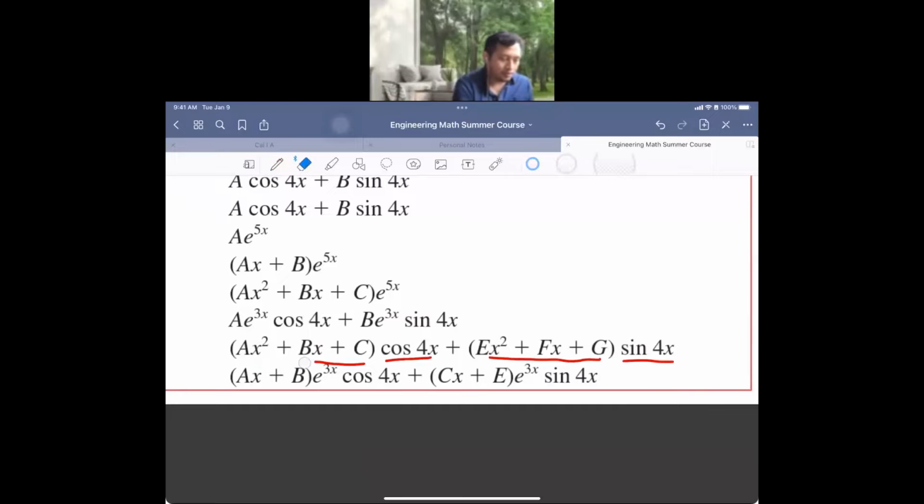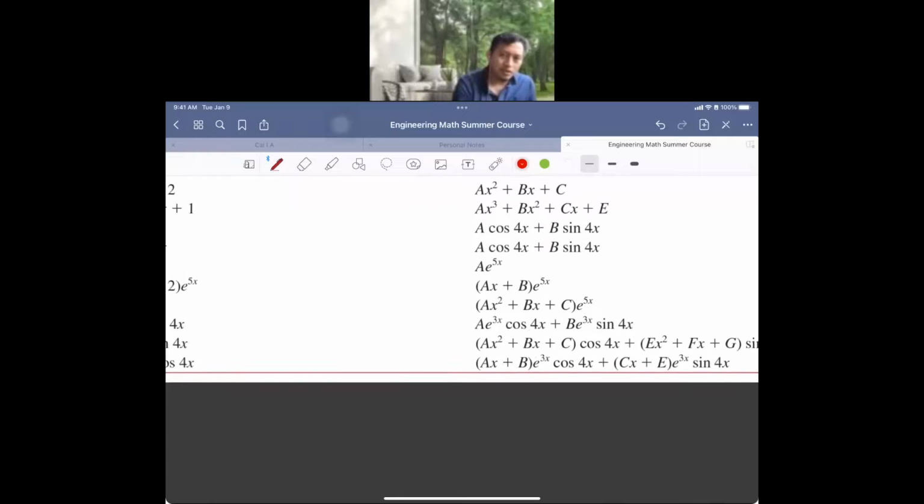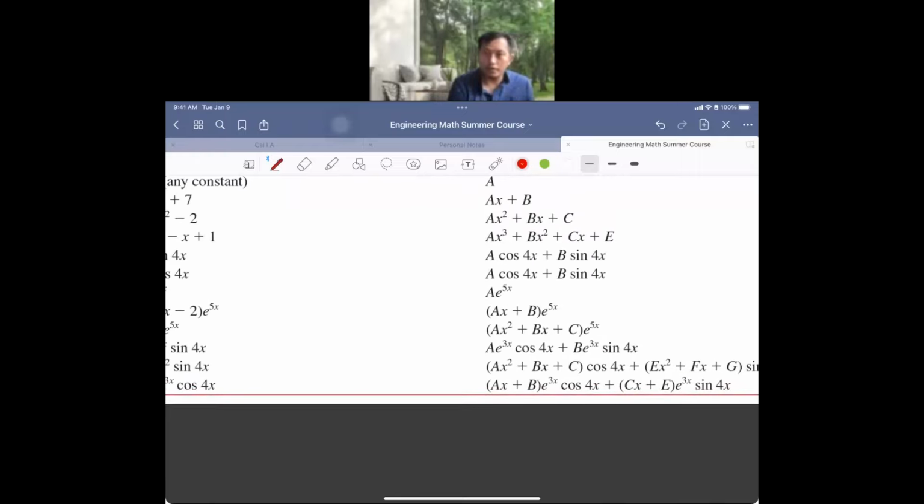This is important to notice. You need to be aware of all of these combinations. It's not necessary to memorize all of them, but you need to know what may happen if you combine certain functions. The ones you need to take care of are the exponent, the polynomials, and the trigonometry.